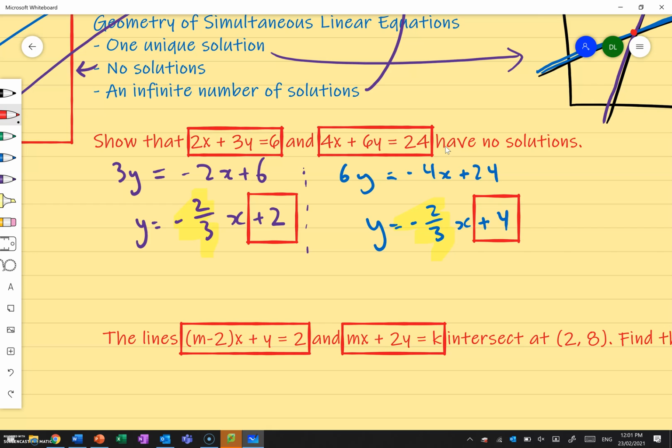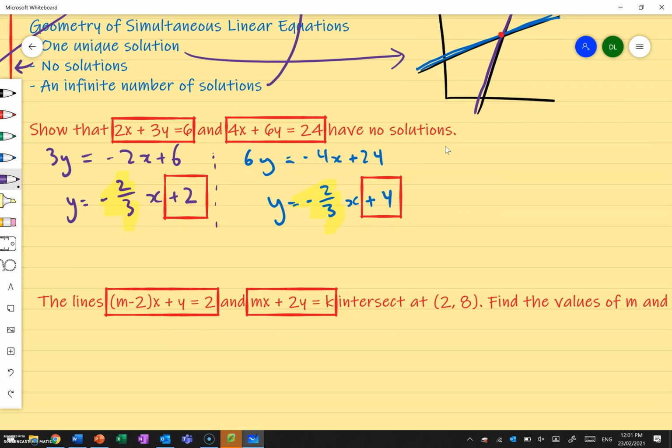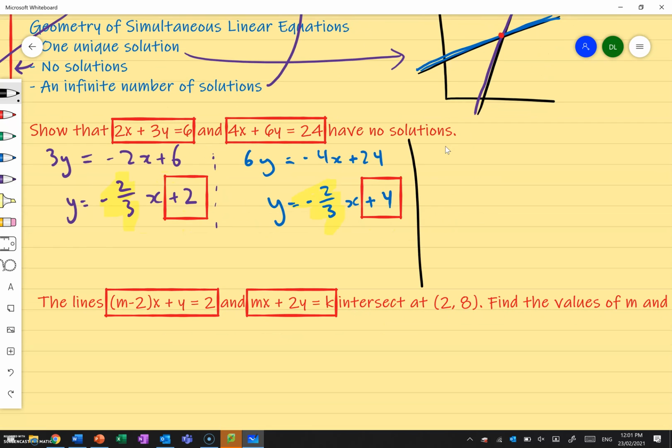Another way you can do it is to solve it simultaneously, as in legitimately using the simultaneous equation algorithm. Let's give that a go. So let's say I have 2x + 3y = 6, and I've got 4x + 6y = 24. All I've done is write one on top of the other. Can anyone tell me what they would do? Substitution or elimination?